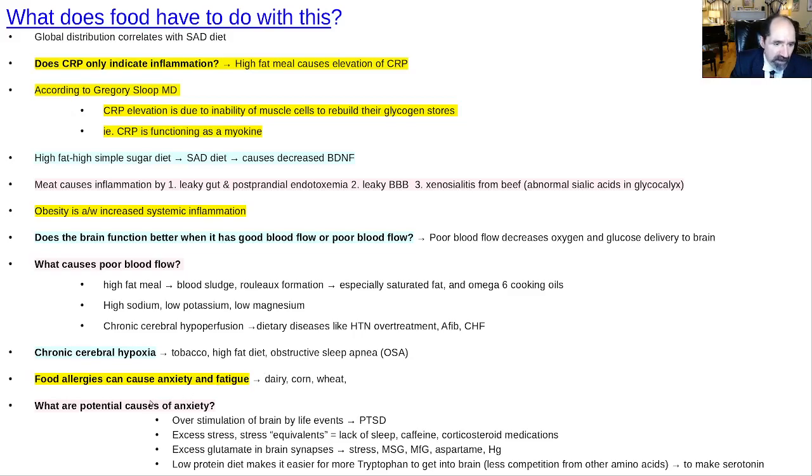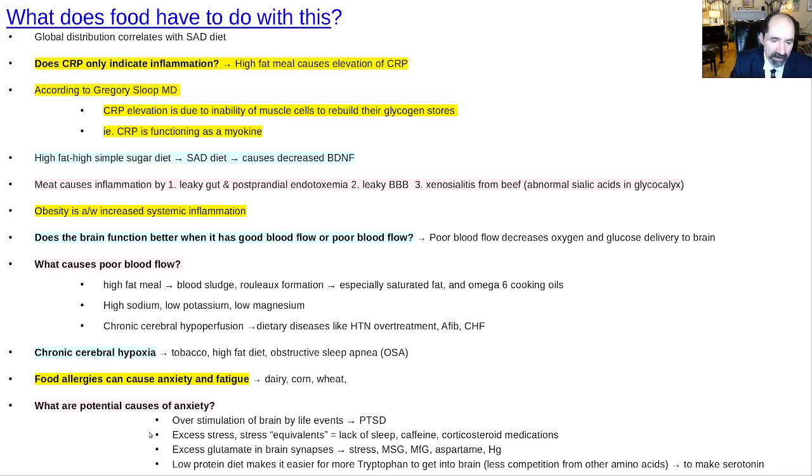An interesting thing is food allergies can be a source of causing anxiety and fatigue. So one can do an elimination diet, and these are some of the most common things: dairy, corn, wheat, and there are other things. You can look that up, but just consider that. If that's an issue you're trying to help for yourself or someone else, anxiety or unexpected fatigue, it might be one of these things. What are potential causes of anxiety?